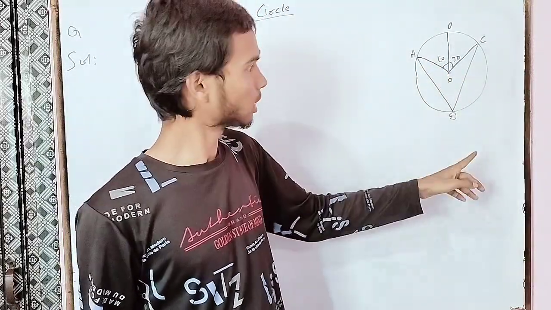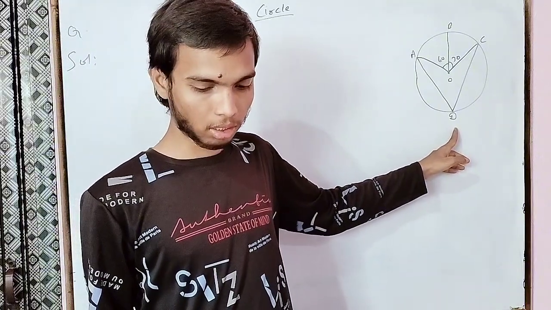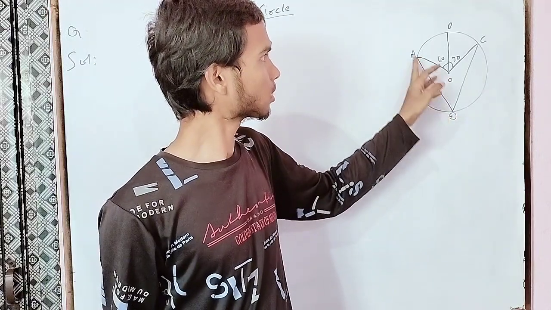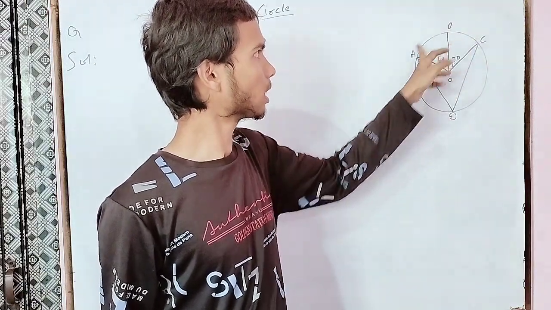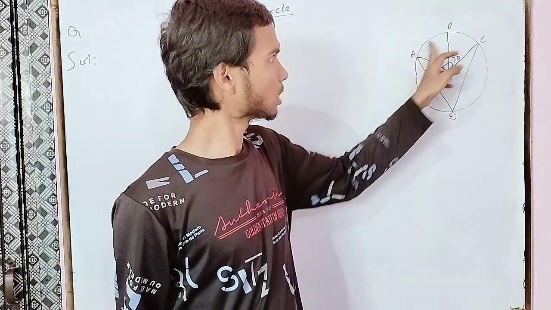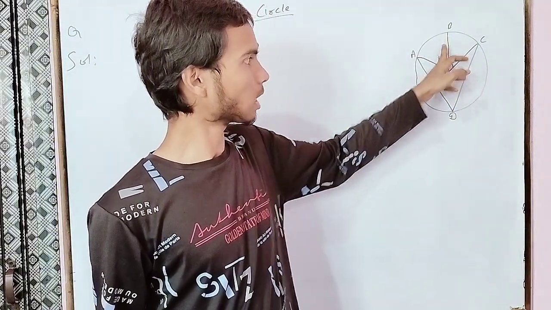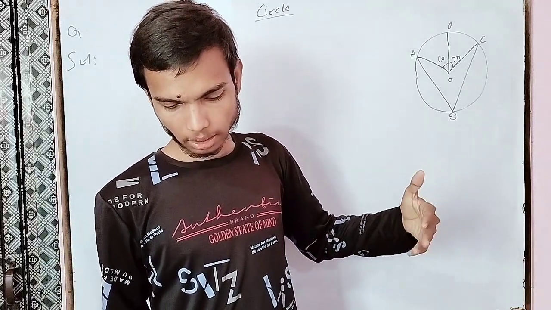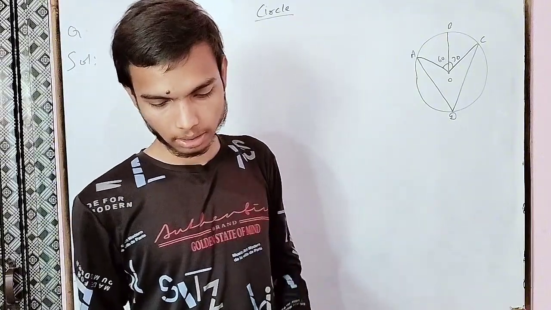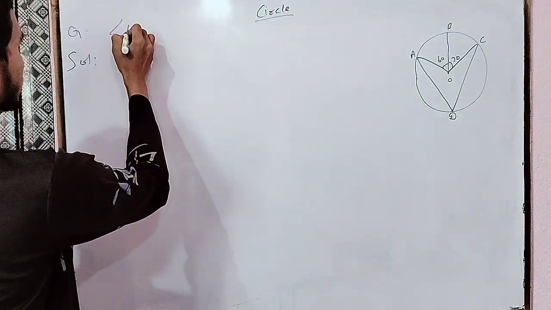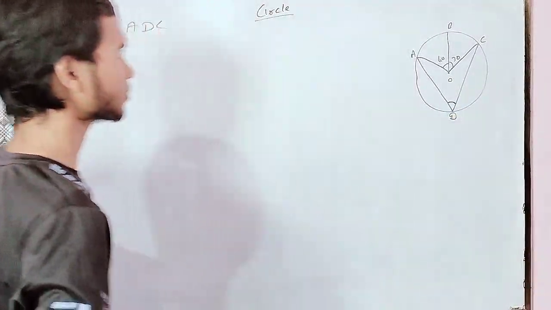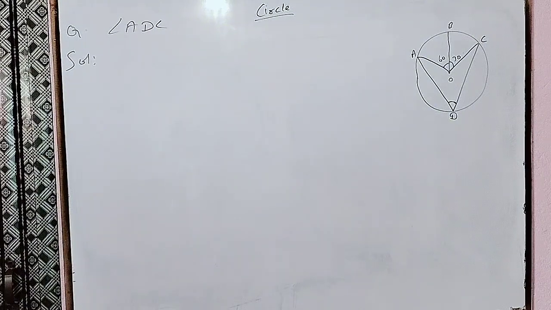If D is a point on the circle other than on the arc ABC, on the other side of this arc, find angle ADC. So simple, we have to find this angle ADC. It is very easy.